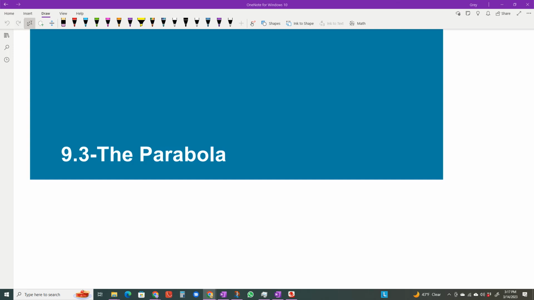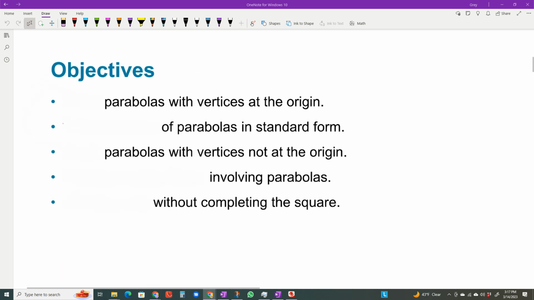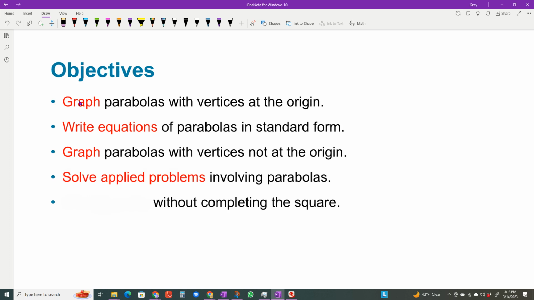Hello there. Today's lesson is 9.3, the parabola. This is the last of the conic sections that we're going to discuss. In this video, we're going to talk about graphing parabolas with vertices at the origin and off of the origin. We're going to write equations of parabolas. We're going to solve applied problems. And then we're going to identify conics without actually completing the square.